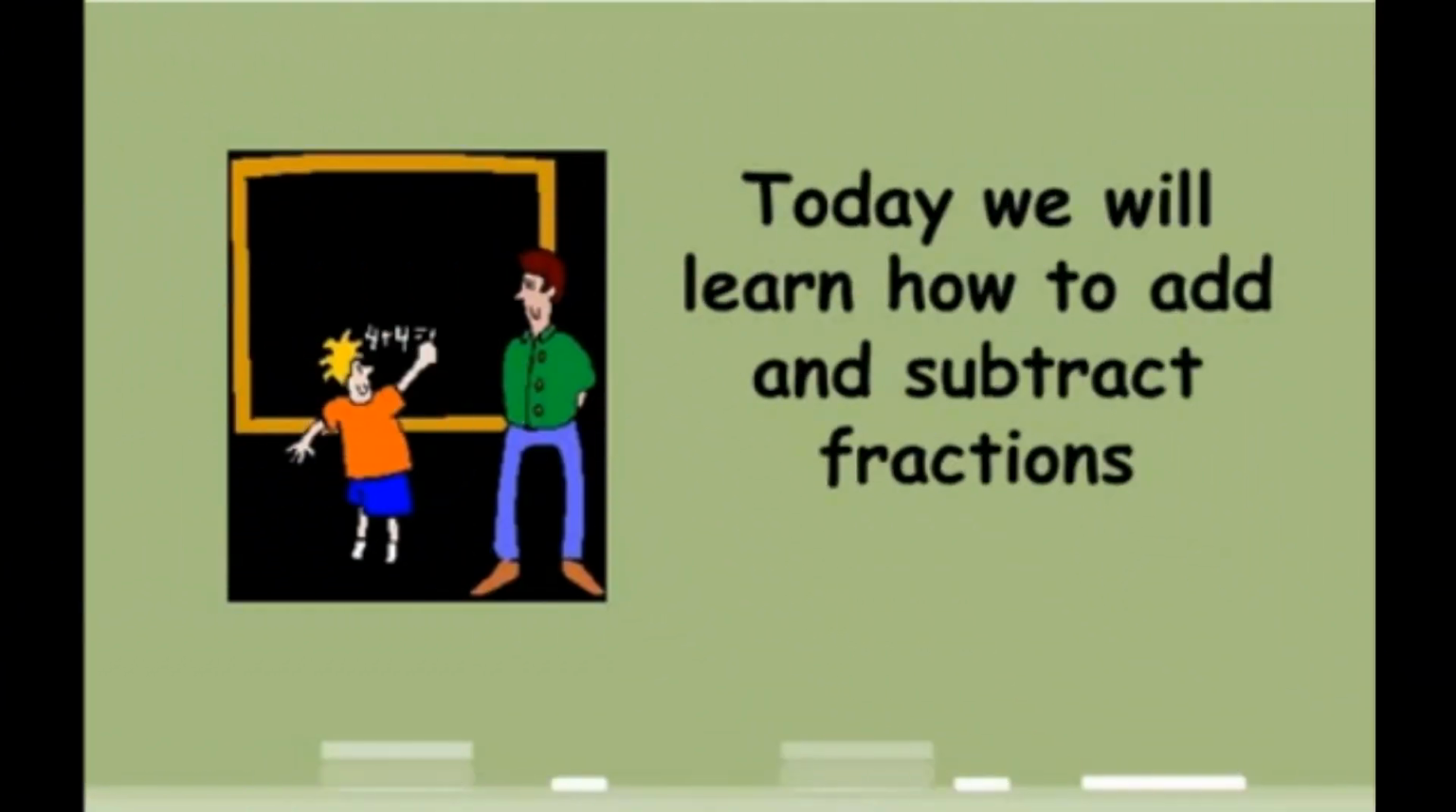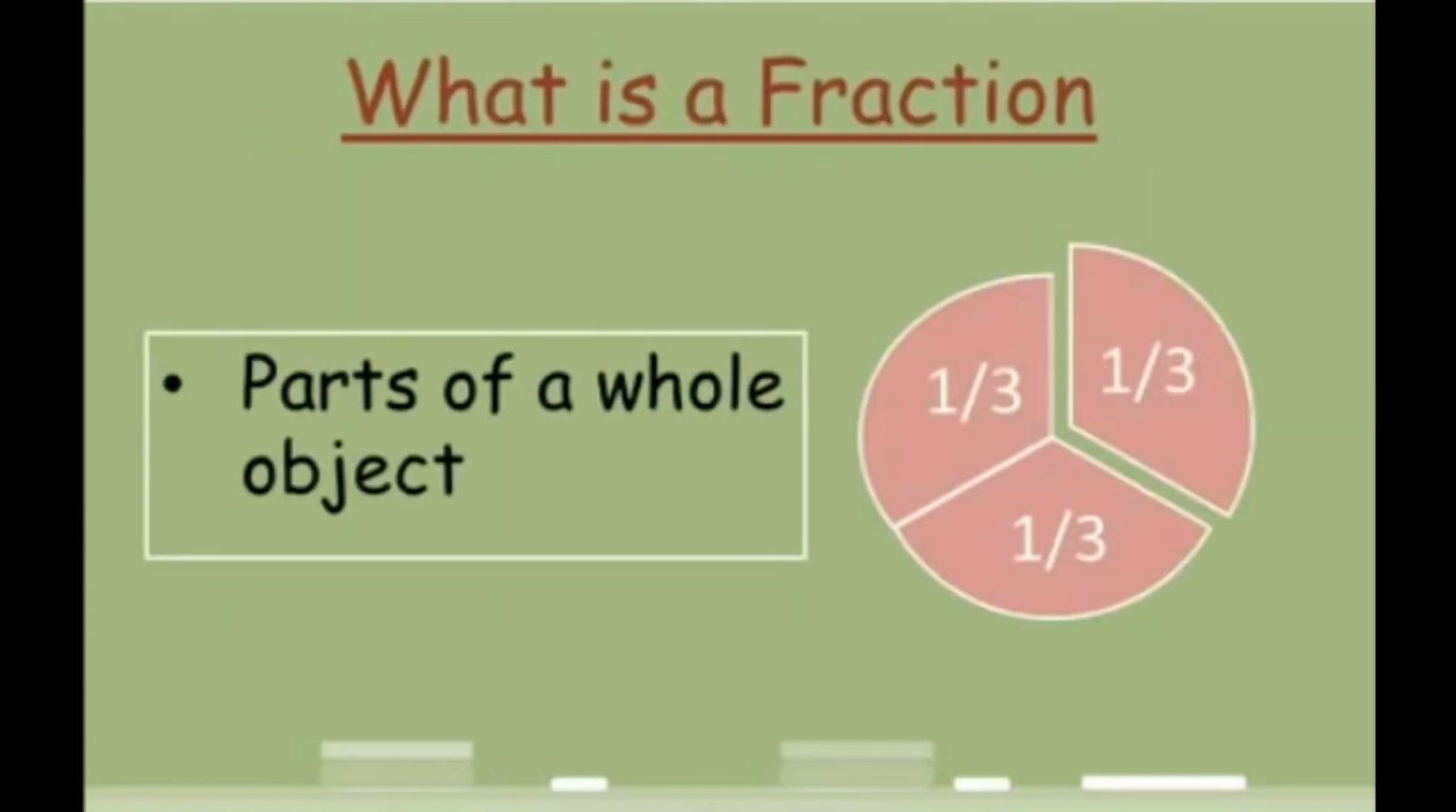Today we will learn how to add and subtract fractions. What is a fraction? Well, a fraction is parts of a whole object. So the bottom number, the denominator, is how many pieces the object is divided into. For example, if it's divided into 3 pieces, it'll be thirds, 5 pieces fifths, 12 pieces twelfths, and so on.